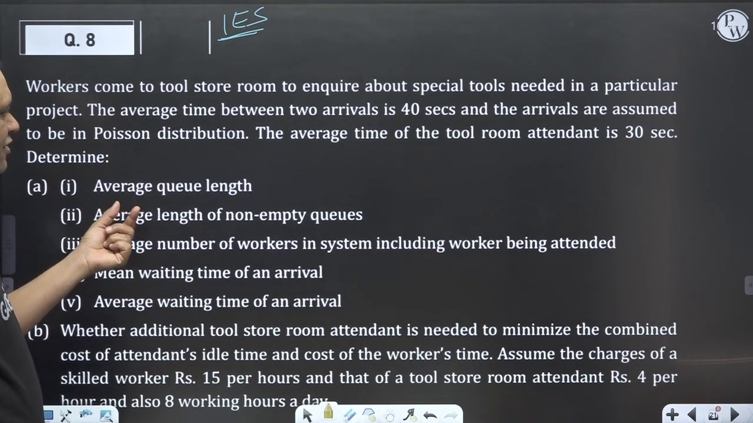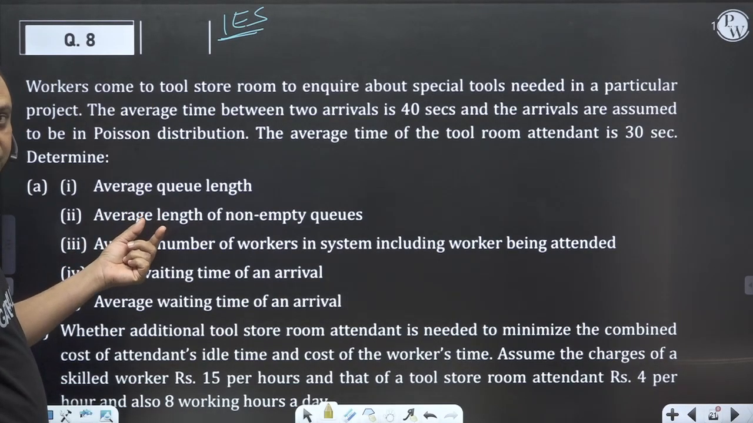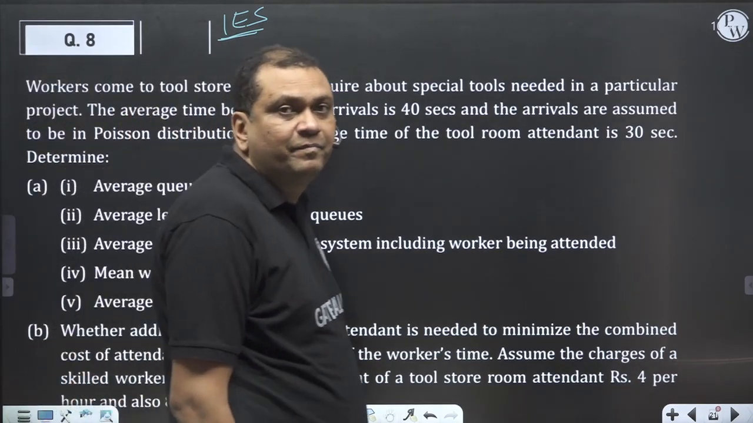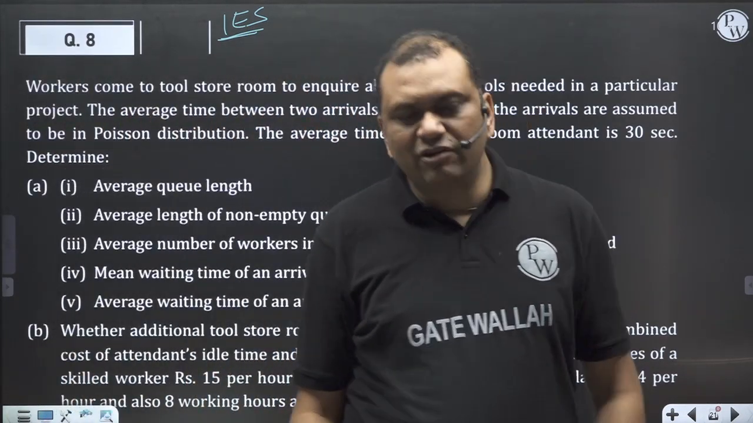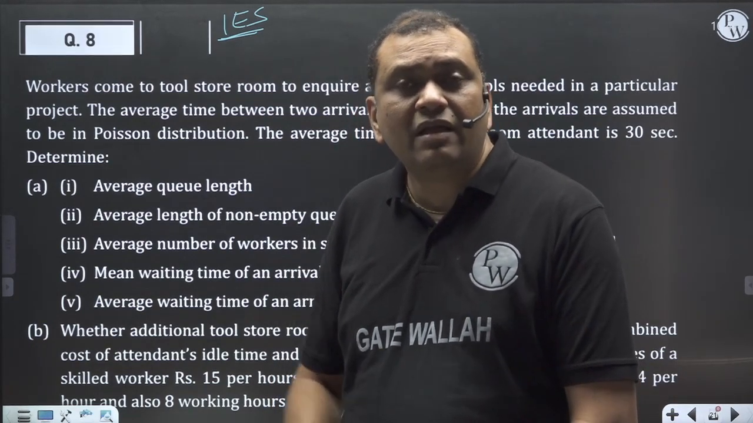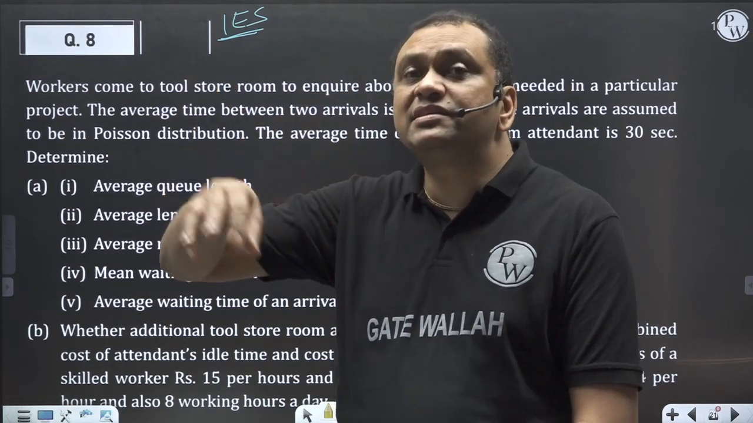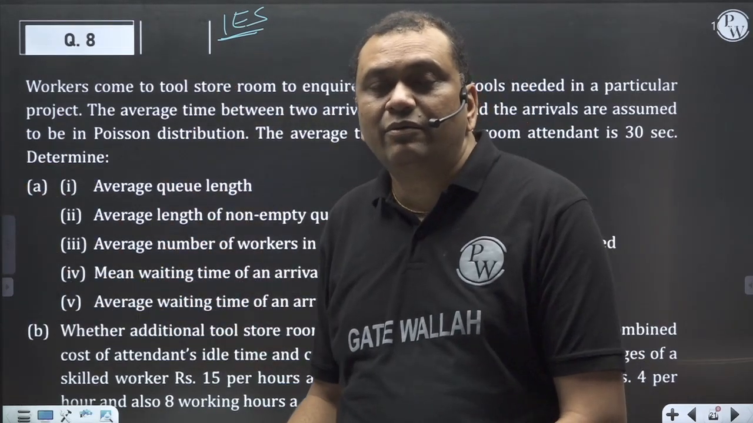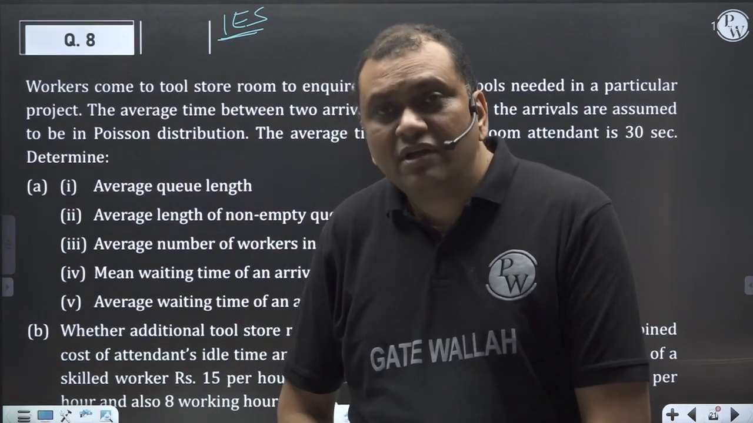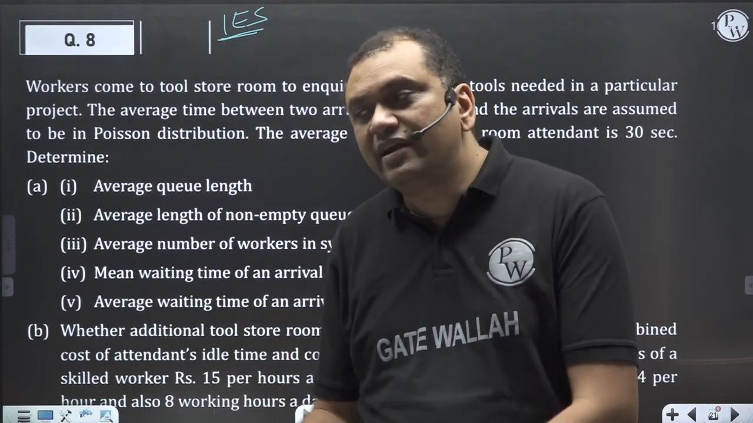Average length of non-empty queues. What I told you about non-empty queue? While calculating the average of the system, I am removing system idleness. While calculating the average, I am removing the system idleness.